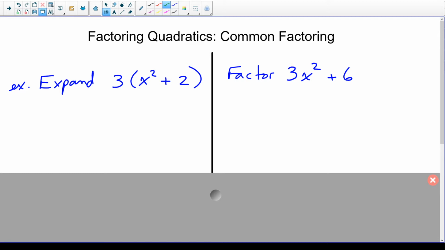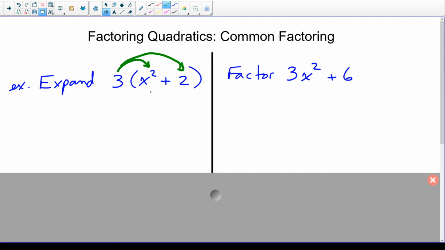Factoring is also the reverse of expanding. So I'm going to use these two examples here to show you how this works. All right. So if you have a 3 in front of a bracket and you're asked to expand, that means multiply the 3 into the bracket.